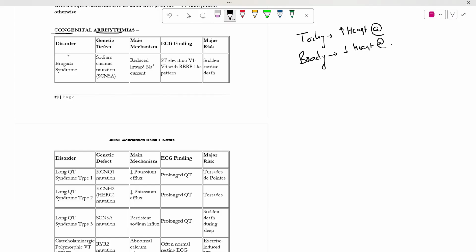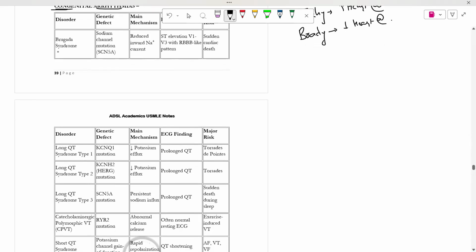All right, so now we take a look at congenital arrhythmias. Some of them are really important. One thing that we will see is Brugada's syndrome. What is affected over here is the sodium channel, and that is why the inward sodium current, the sodium that comes inside the cardiac cell, is reduced.